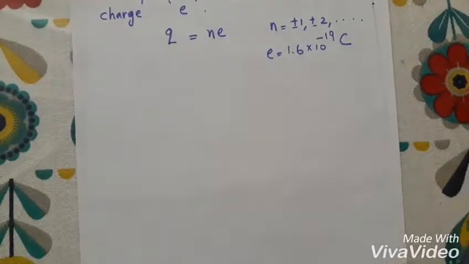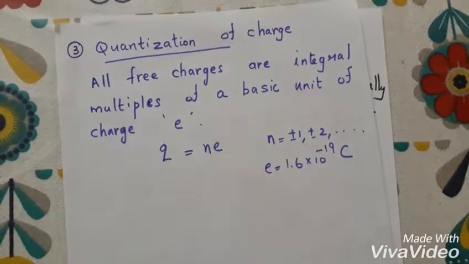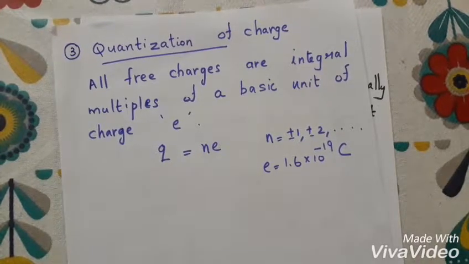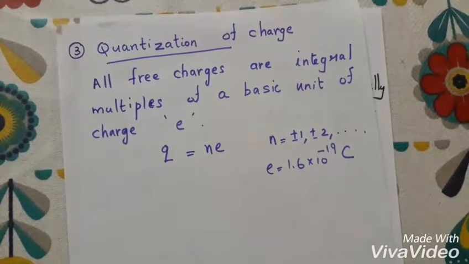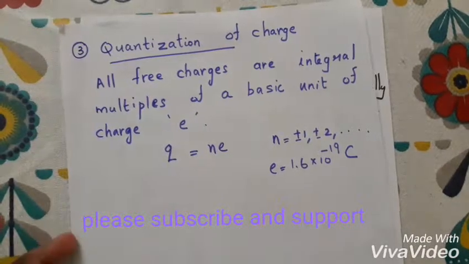Third property is quantization of charge. All free charges are integral multiples of a basic unit of charge e. Q is equal to ne. n is plus or minus 1, plus or minus 2, etc. e is 1.6 into 10 raised to minus 19 coulomb.